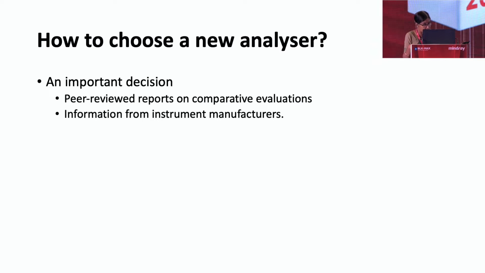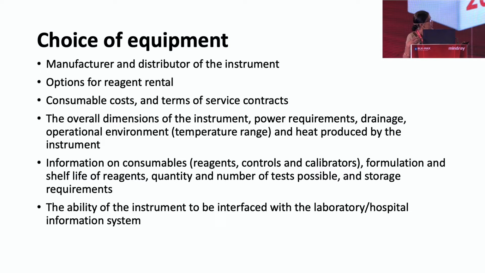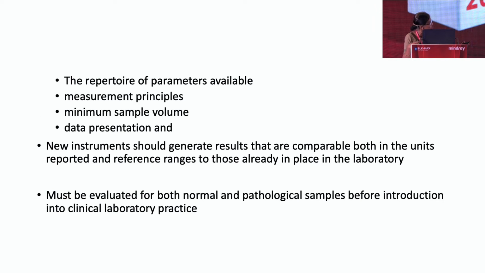So how to choose an analyzer becomes an important decision. Of course, we do rely on the instrument manufacturers to provide us a lot of information. However, peer-reviewed reports on comparative evaluations play a significant role in us deciding the choice of the analyzer. There are several other factors that contribute to this decision-making: the dimension of the equipment, information related to consumables, the ability of the instrument to be interfaced with the hospital laboratory information system. All these factors contribute to this decision-making, in addition to the repertoire of parameters that are available, the minimum sample volume, the data presentation, etc.